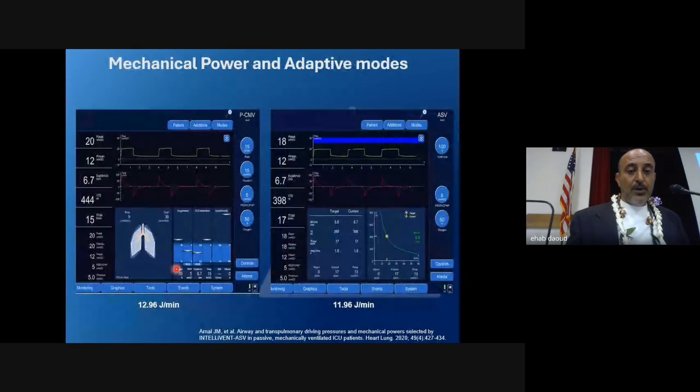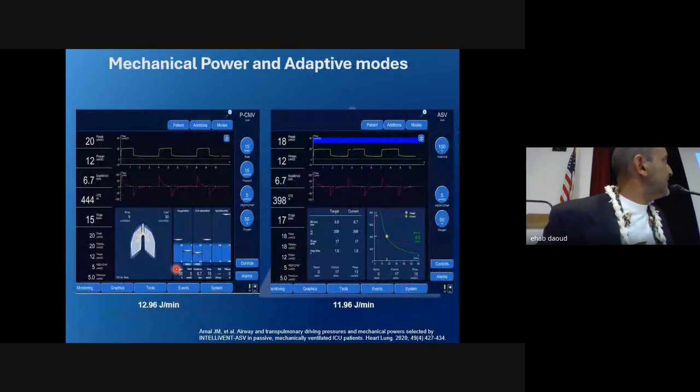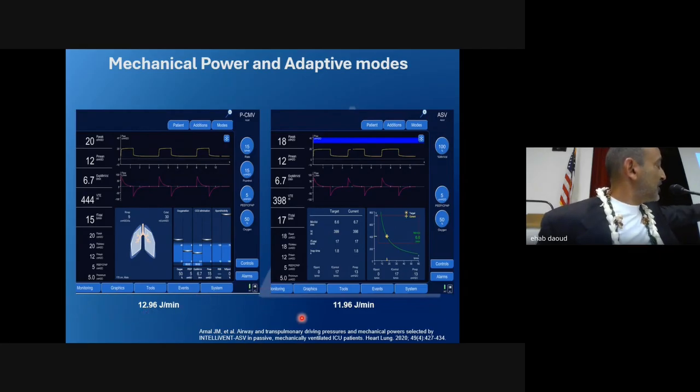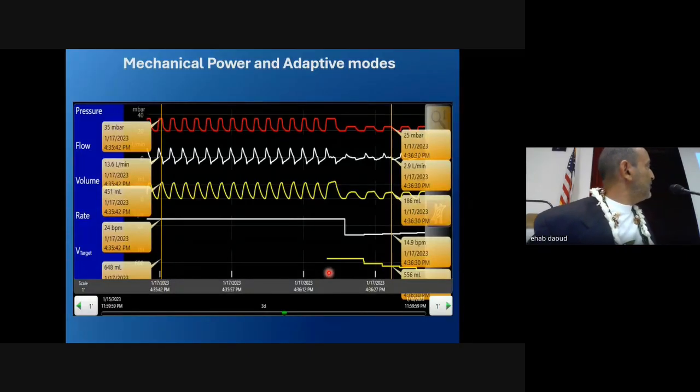So, okay, how about adaptive modes? Adaptive modes we have in the US are the ASV and the AVM that hopefully we're going to do a workshop on. I'm not going to dwell on it, but this is the same patient. He was here in pressure control, and we calculated the power at 12.96. It's actually not me, that's Arnaud. And then when you switch to ASV or IntelliVent, it dropped by almost 1 joule per minute. Good. This has come from a study that we published in real patients.